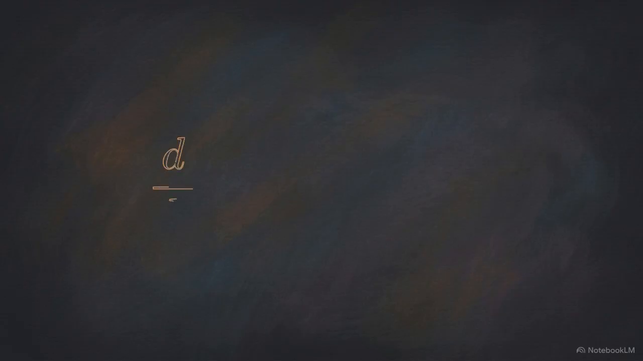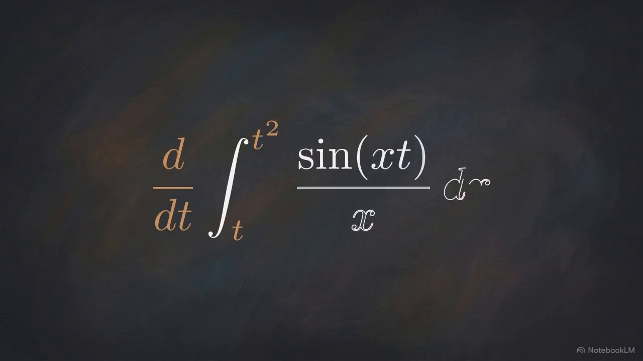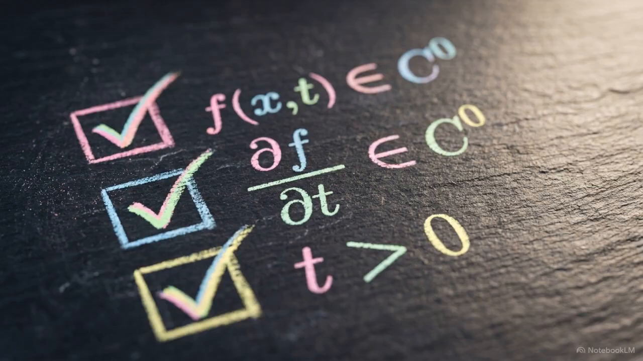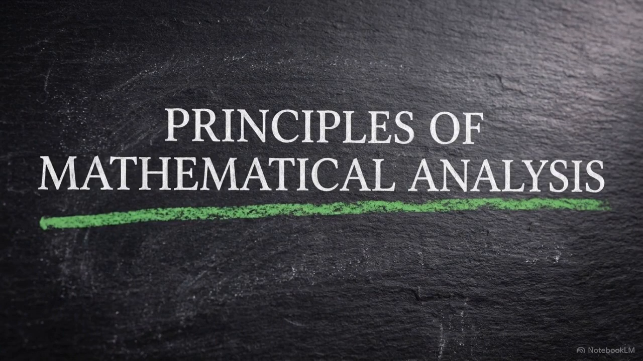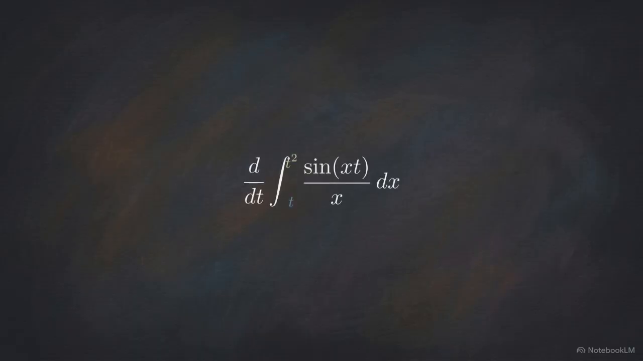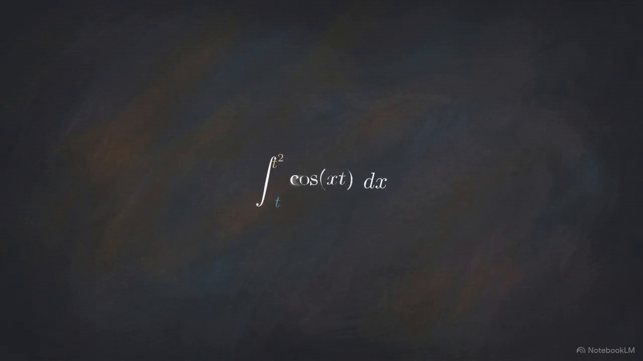Look at this equation. We want to find the derivative with respect to t of the integral from t to t squared of sine of x times t over x. We first verify that the integrand is continuous and has a continuous partial derivative for strictly positive bounds, satisfying Rudin's criteria for limit swapping. We bypass the outer integral and push the derivative inside. Taking the partial derivative of the integrand with respect to t leaves us with the integral of cosine of x times t.